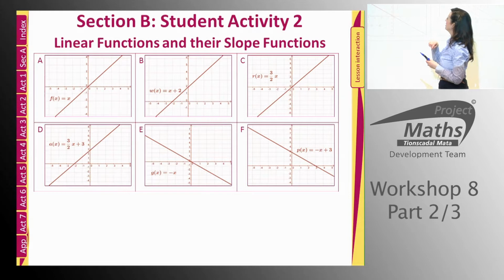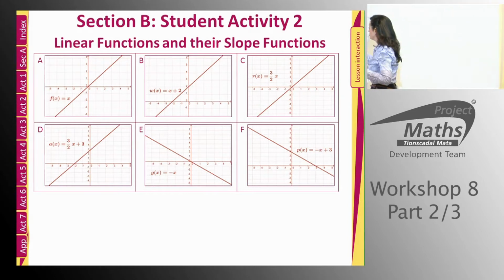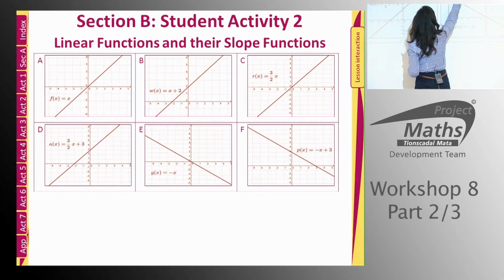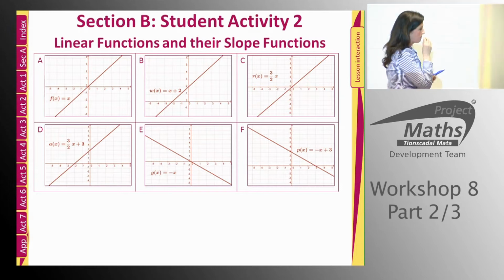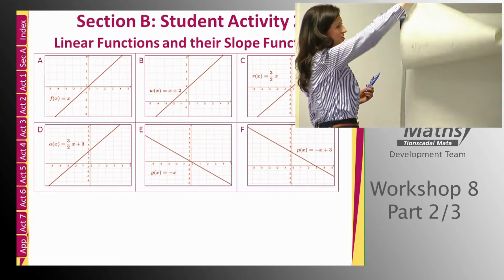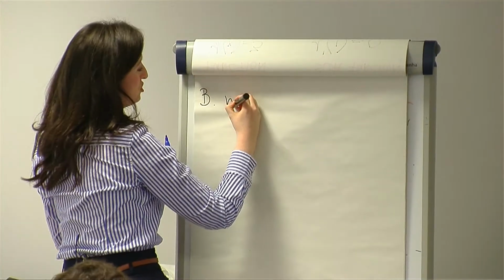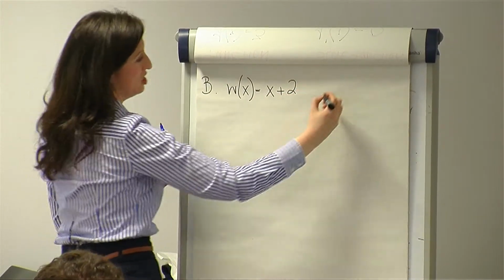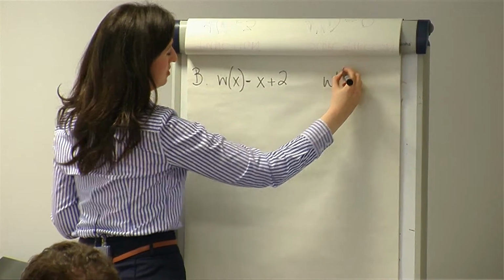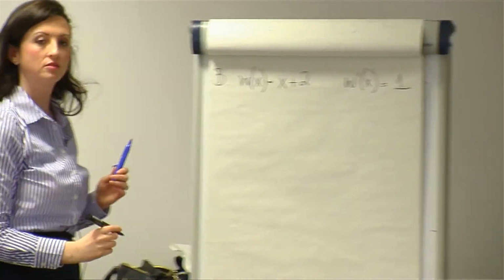What's the slope of that line? 1. Okay. What's the slope at this point? Perfect. So now having a look at this, for B we have w of x equals x plus 2. So my slope function, w dash of x equals, as you just said there, 1.